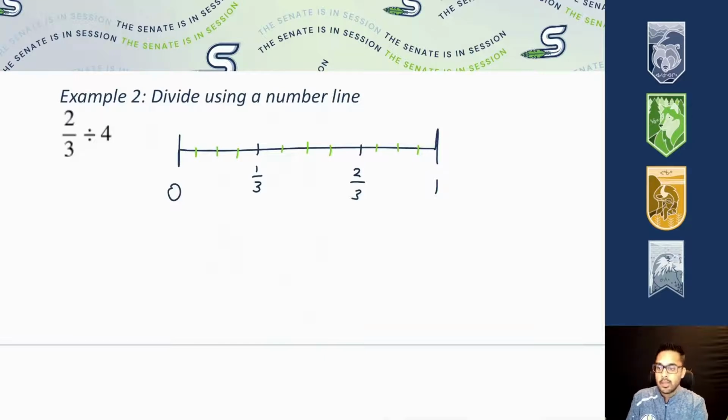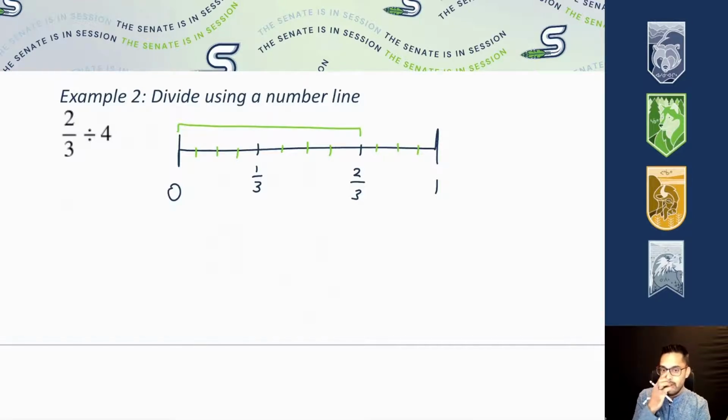Now again, if I had that entire number line, I would have 12 of the sections, 12 out of 12 again would be one whole. There are 12 parts in that whole number line. However, we don't have the whole number line. We only have 2/3 of it. I don't have the whole thing.